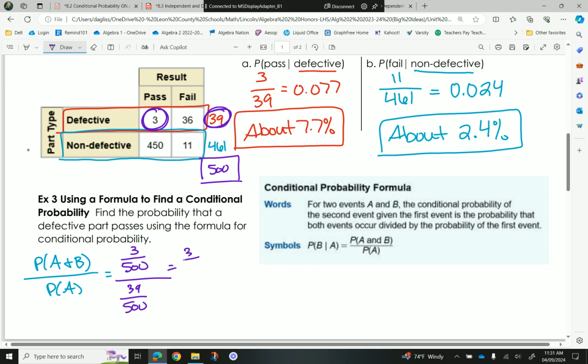So we can keep, change, flip, and see how it becomes the problem we just did? It simplifies to 3 over 39. Okay, so that's why that works. When we use this in a second, we're going to use it with decimals because we're not given a frequency table, we're given percentages instead.